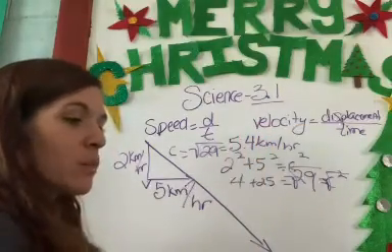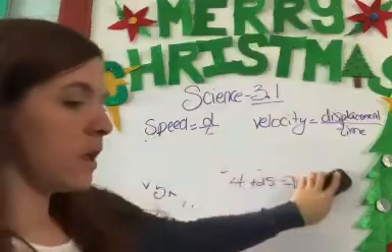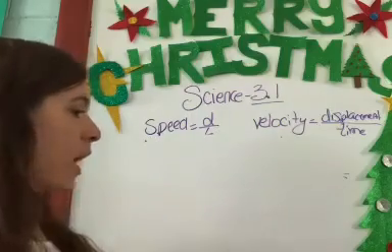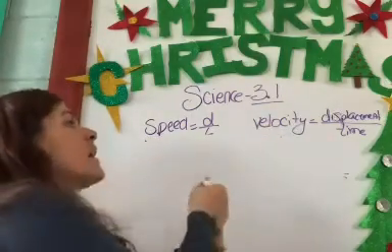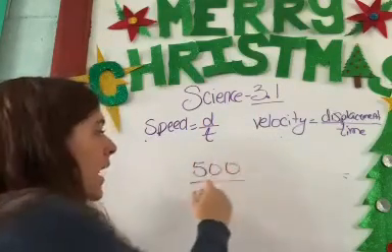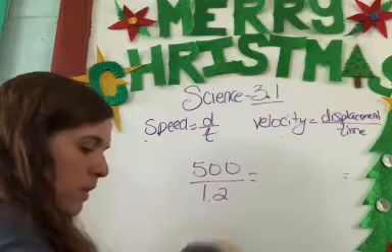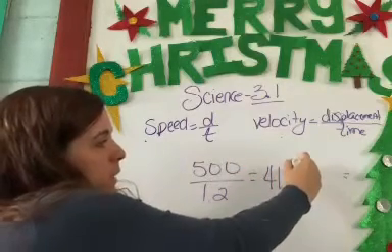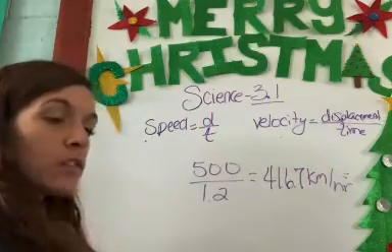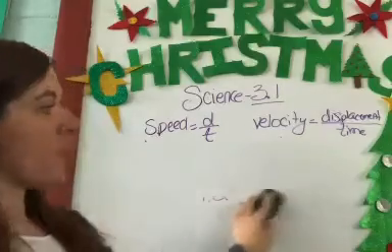With knowing all that information, we can do 3.1C. If an airplane undergoes a displacement of 500 kilometers northwest in 1.2 hours, what is its average velocity? Okay, that's this thing right here, right? Displacement over time. So the displacement is 500, the time is 1.2 hours. So 500 over 1.2 is gonna give you 416.7 kilometers per hour.